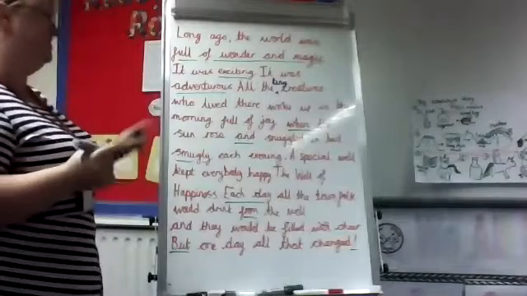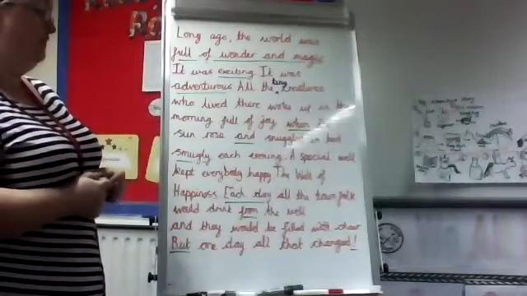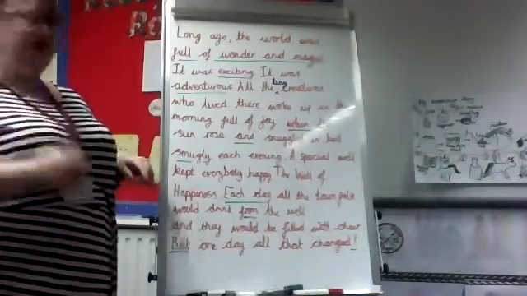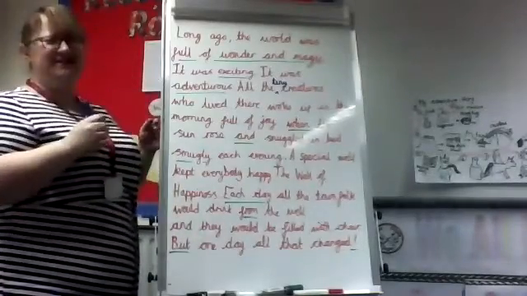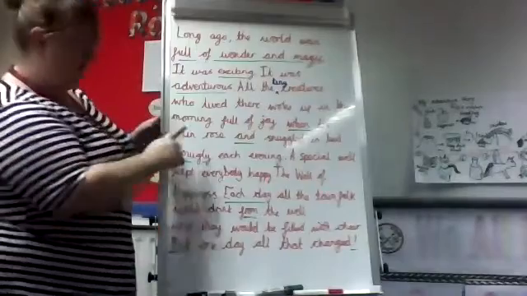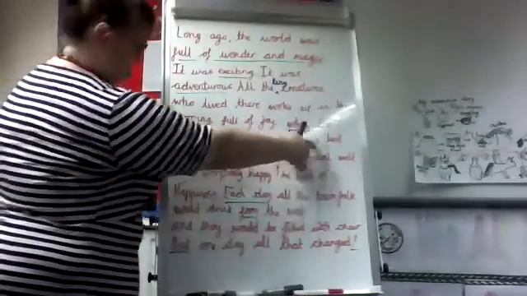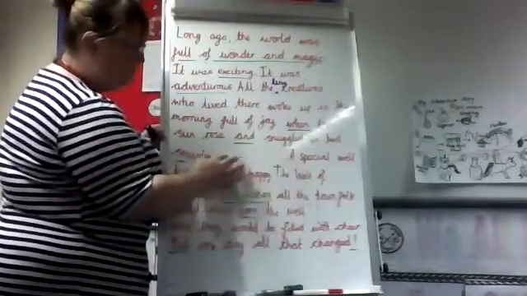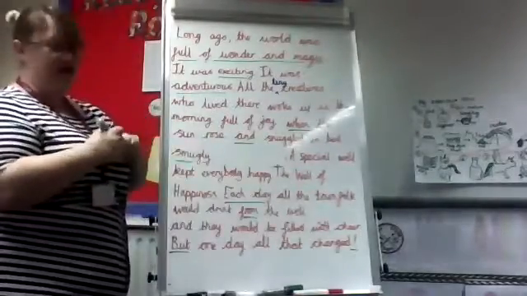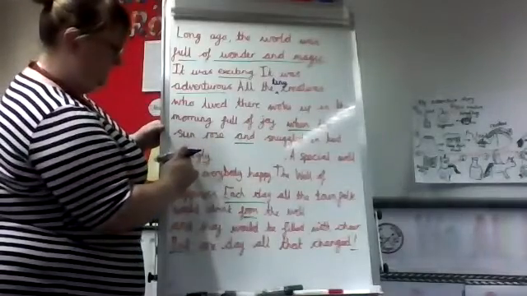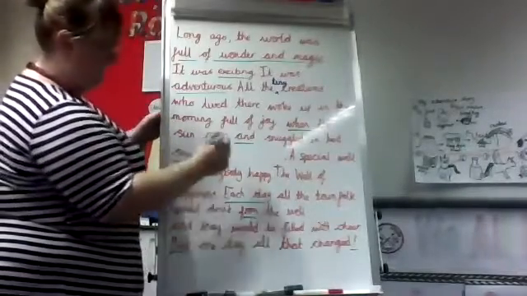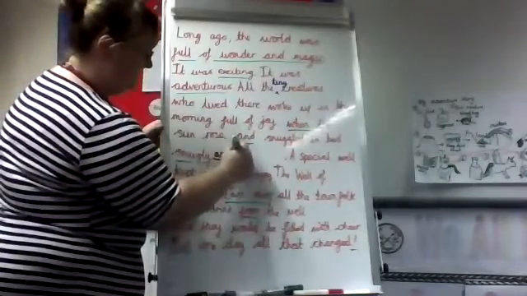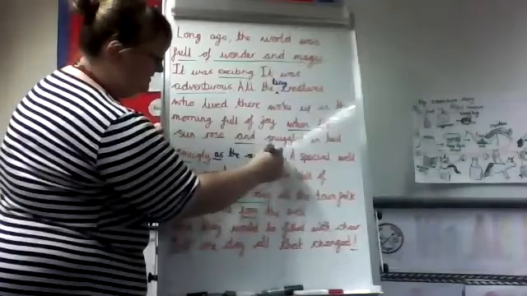All the tiny creatures who lived there woke up in the morning full of joy when the sun rose and all snuggled in bed each evening. Because I mentioned the sun rising, I think it's only fair to mention the sun setting as well. I'm going to change this bit: and snuggled in bed smugly each evening. I'm going to get rid of that completely. You can obviously put a line through that. I'm going to modify it now: and snuggled in bed smugly as, oh, there's a conjunction, as the sun sets. We'll put that in there.